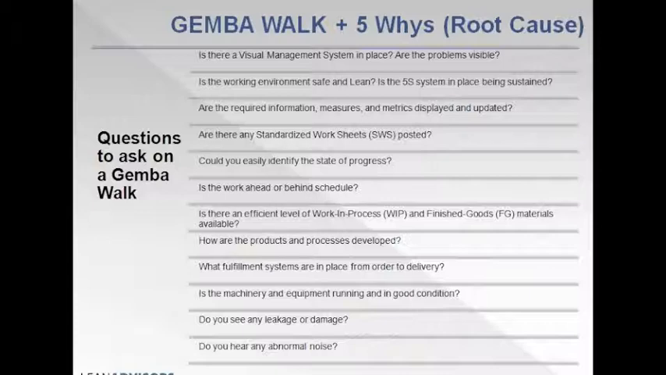So we need to be able to visually see some of these markers and understand the state of progress. And the state of progress would be simply, are we ahead of schedule or behind schedule? That's pretty easy by looking at an hour-by-hour board. Where are we supposed to be and where are we actually? Is there an efficient level of work in process and finished goods and materials?